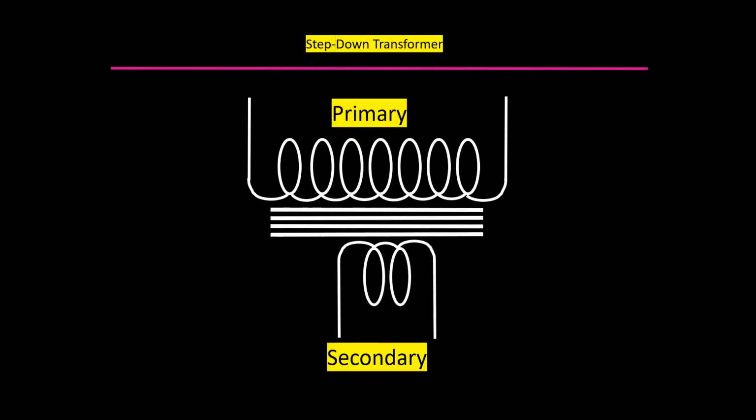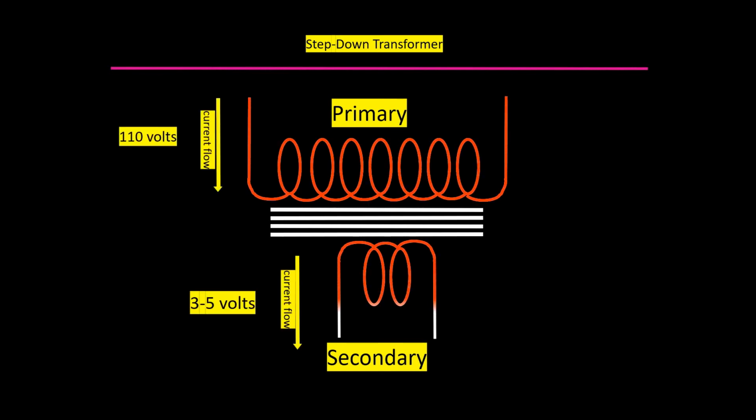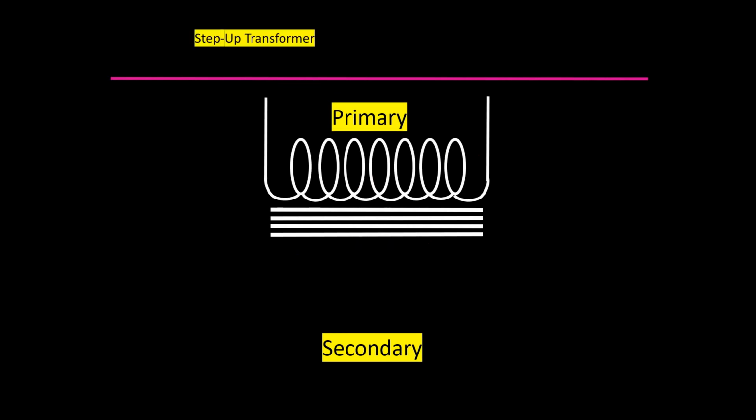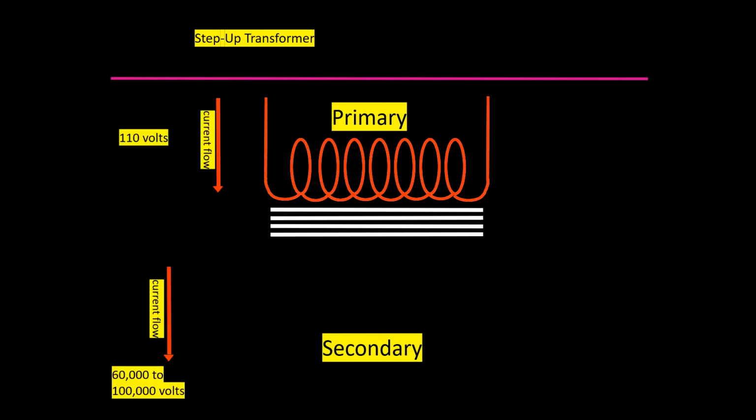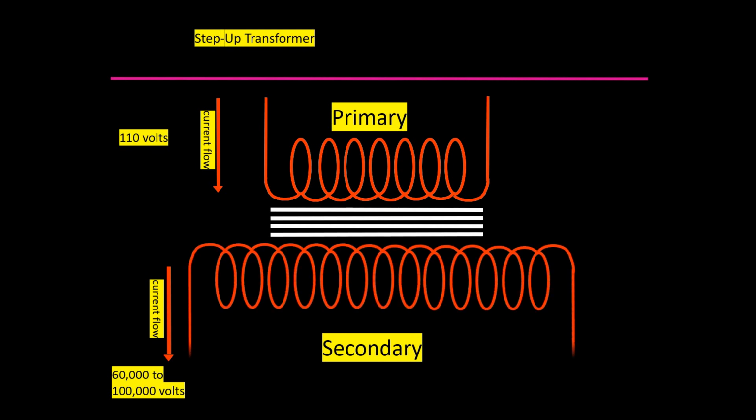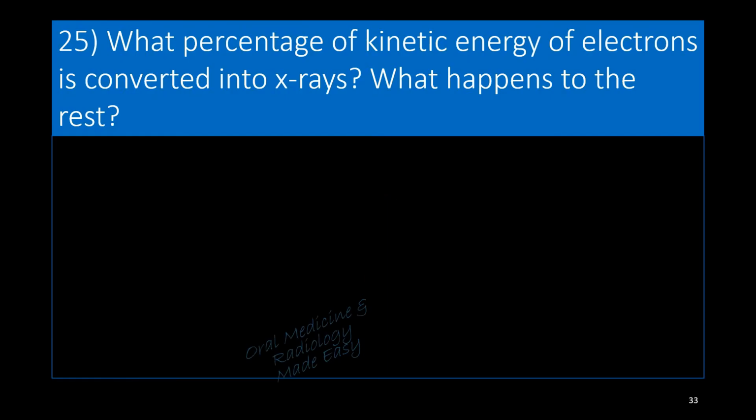So this is a step-down transformer, where the incoming current is reduced from 110 volts to 3 to 5 volts. This is required by the filament circuit. Whereas in the step-up transformer, the incoming current is increased from 110 volts to 60,000 to 1 lakh volts. This is called a step-up transformer.